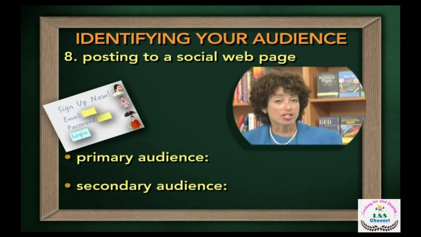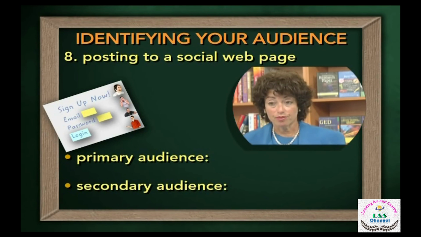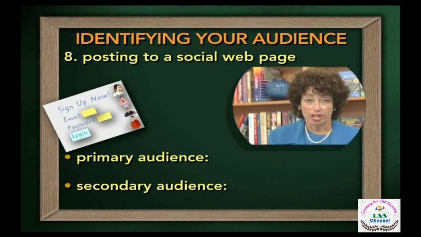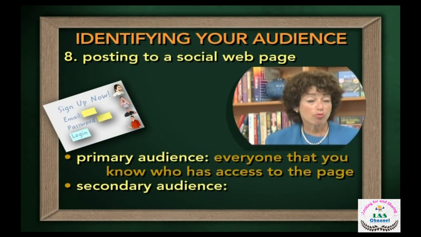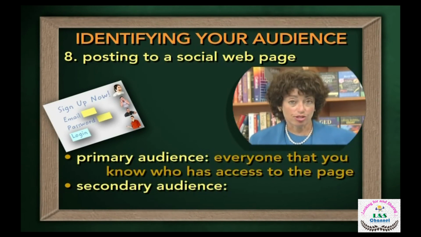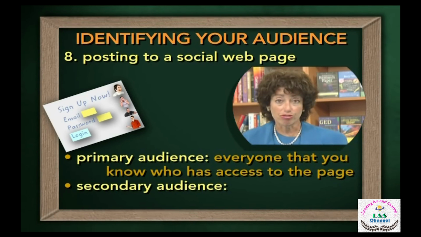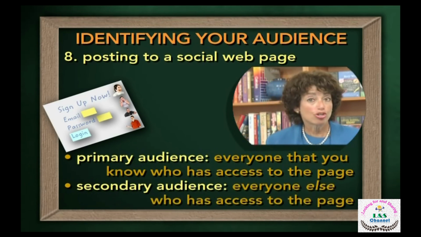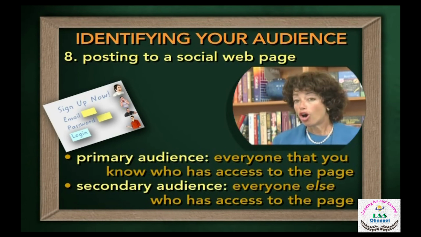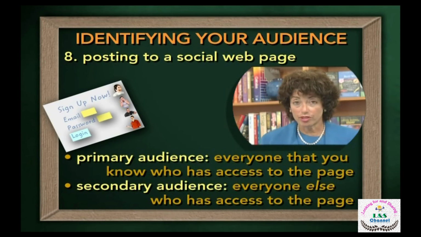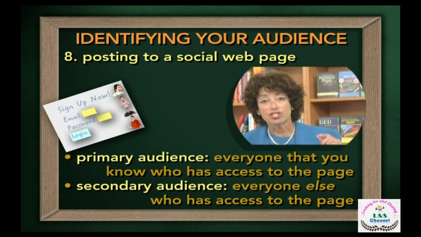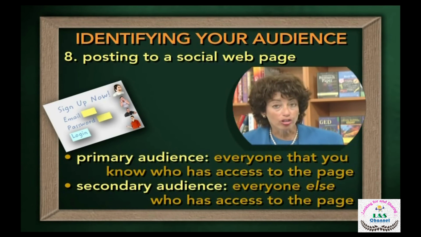Number 8, a posting to a social web page. The primary audience, when it comes to a social web page, is everyone that you know who has access to the page, everyone that you've allowed, that you've listed to access what you've posted. But there are usually many people who have access that you don't know of. So you've always got to assume an extremely wide secondary audience, because you might post it on your web page, someone might pick it up, post it on theirs, and send it on as an email to other people.